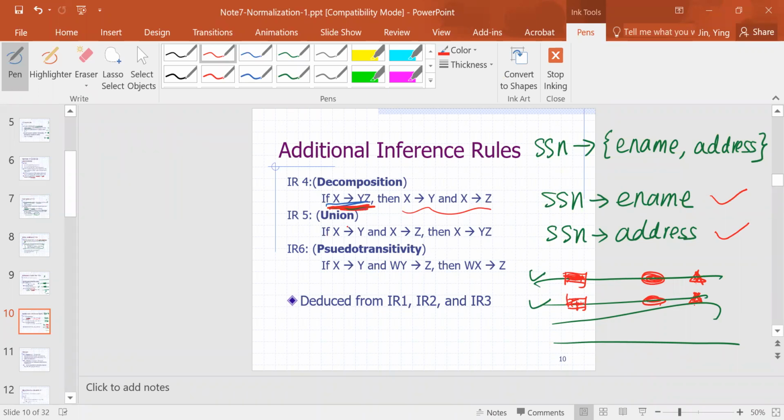And the union is the opposite of that. The if part is here, and then we'll try to get this one. Say if this is the fact, we know this is true, and this is true, from a given set, like from user requirements, we found out this is true. And then we know using this inference rule, this is also true.